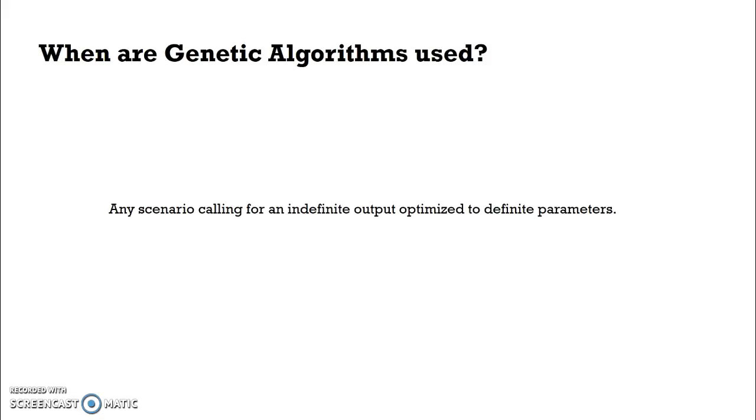But this is all good, but that was a pretty basic example of when genetic algorithms are used. I found that they can be used in any scenario calling for indefinite output optimized to definite parameters. This is when your solution space is very large and you have a way that you're able to calculate a fitness value for it, and this is when genetic algorithms are best applied.